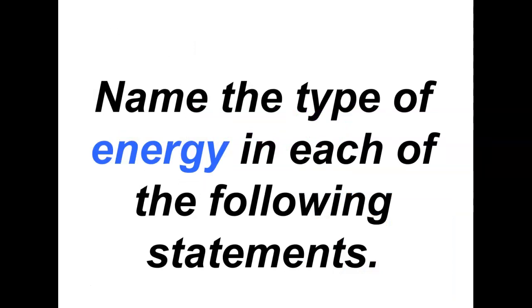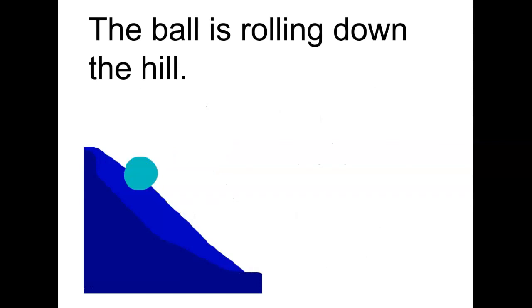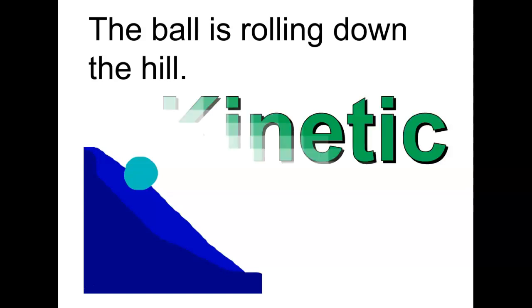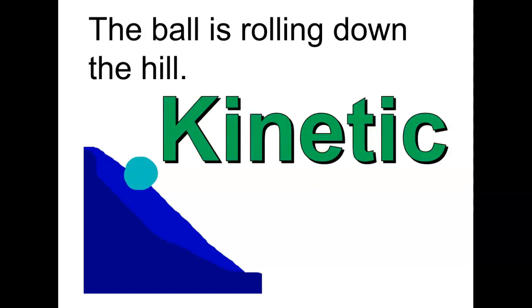Name the types of energy in each of the following statements. Let's look at this one. Now the ball is rolling down the hill. It's already moving. Is that going to be kinetic or potential? Since it's moving and already in motion, it's going to be kinetic energy. If it's moving, it's kinetic.